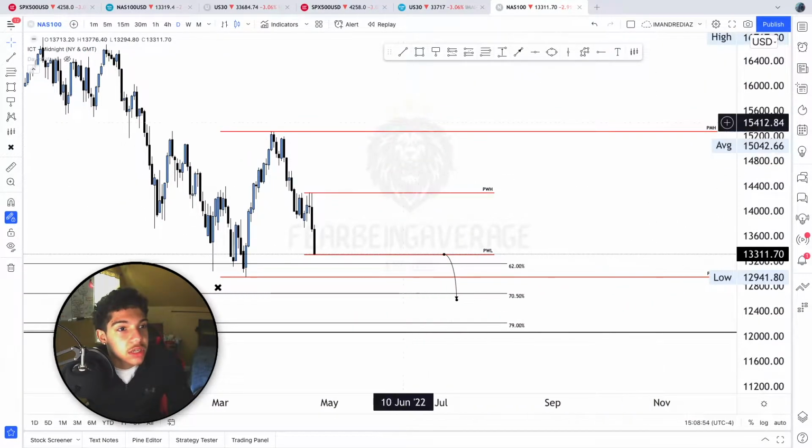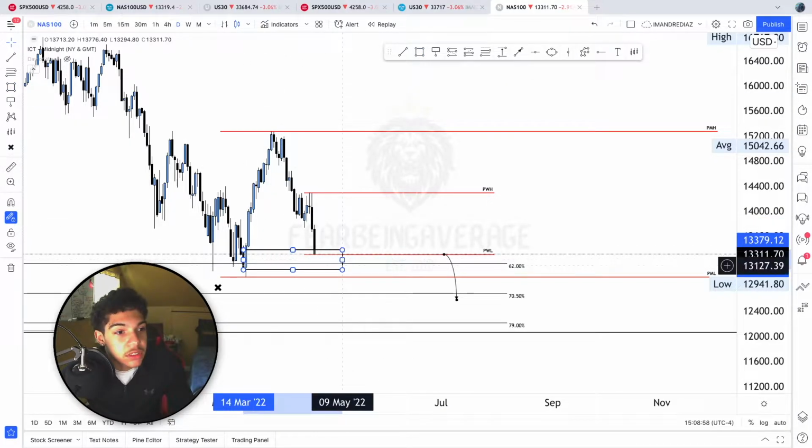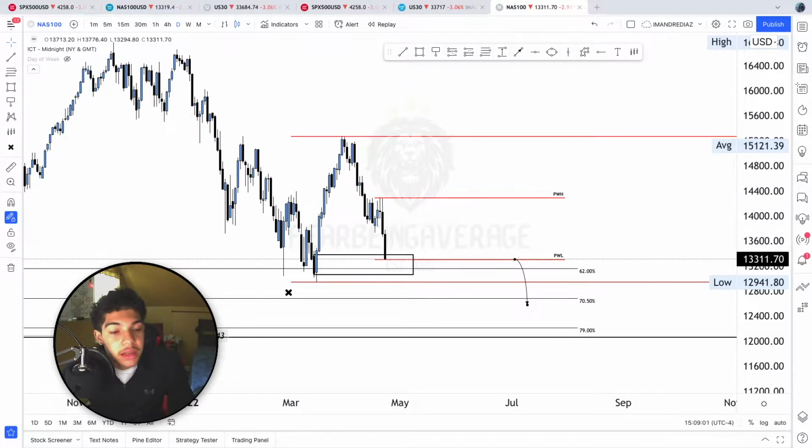More than likely prices are going to continue to drop lower if it doesn't have a reaction at this order block that we have on this daily time frame. So that's something I am going to be anticipating.